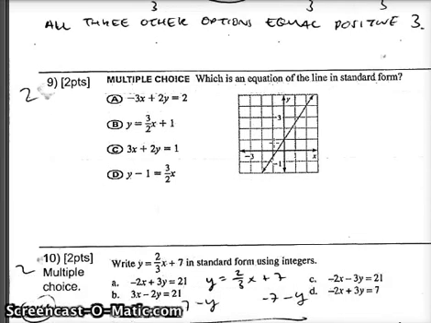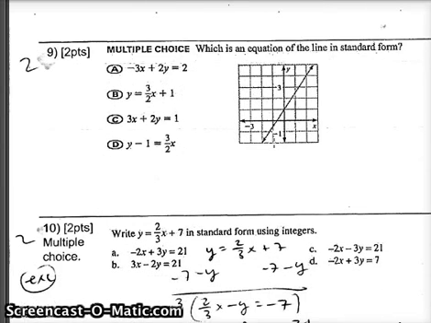Okay, question number 9, multiple choice. Which is an equation of the line in standard form? Mine didn't show up. Class, is this one in standard form? It's not, because it's in slope-intercept form. So if I say y equals, you can cross that one off.